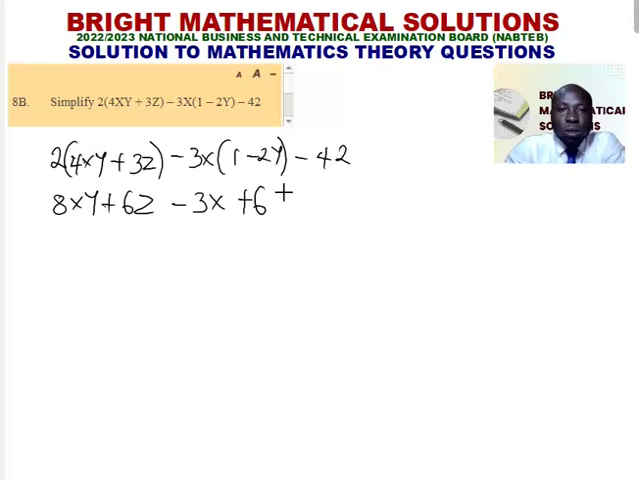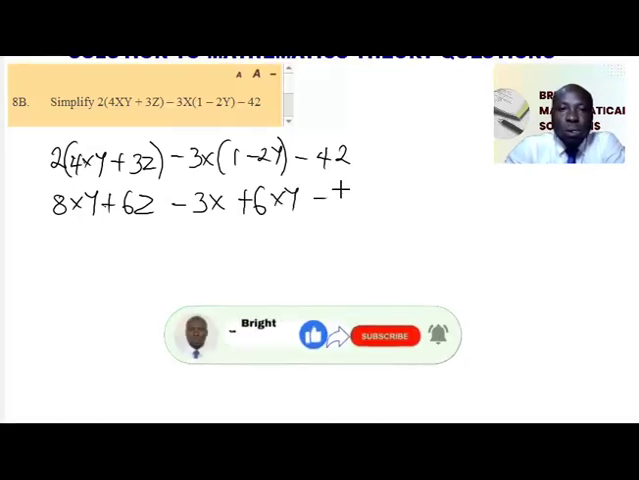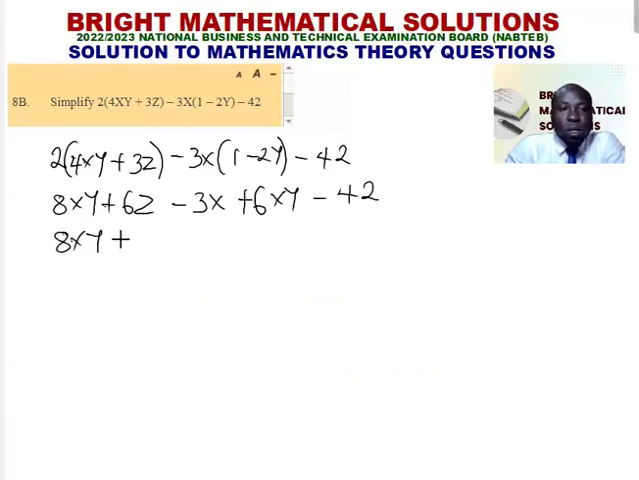+ 6xy - 42. So if we collect the like terms, 8xy + 6xy - 3x + 6z - 42.